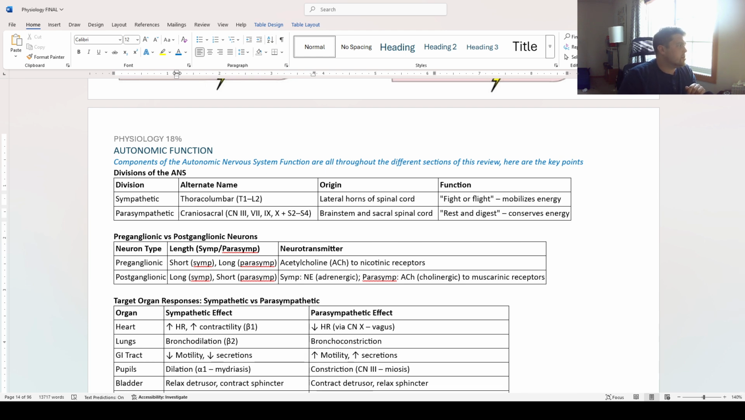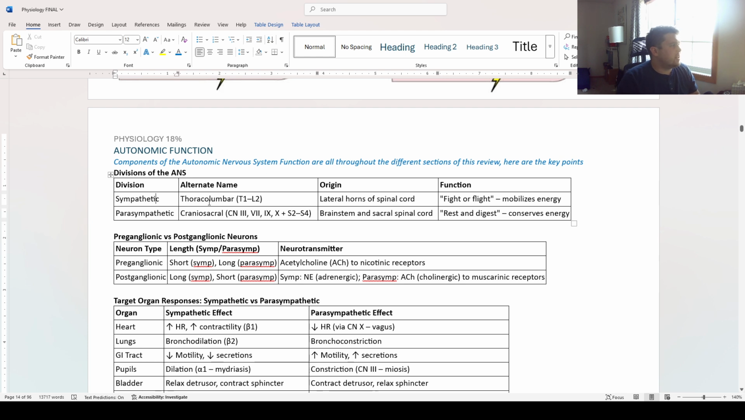All right. So we split the autonomic nervous system into two divisions: sympathetic and parasympathetic. Sympathetic is going to be our fight or flight. This is mobilizing the energy, kicking up our blood sugar levels, prepping us to do activity. Parasympathetic, this is our rest and digest. This is for conservation of energy and sort of energy processing.